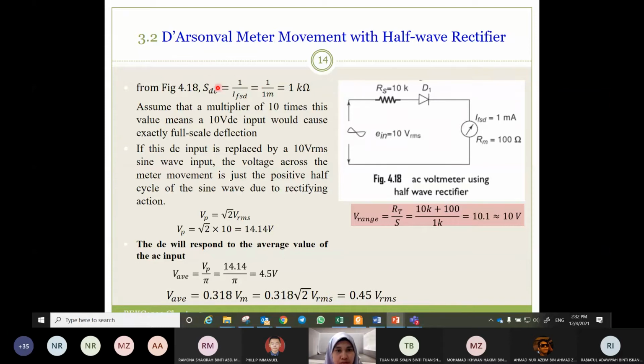From this figure, the sensitivity, SDC. This formula is for DC sensitivity. SDC is equal to 1 over IFSD, equal to 1 over 1 milliamp. So SDC, or sensitivity for the DC meter, is equal to 1 kilo ohm per volt.